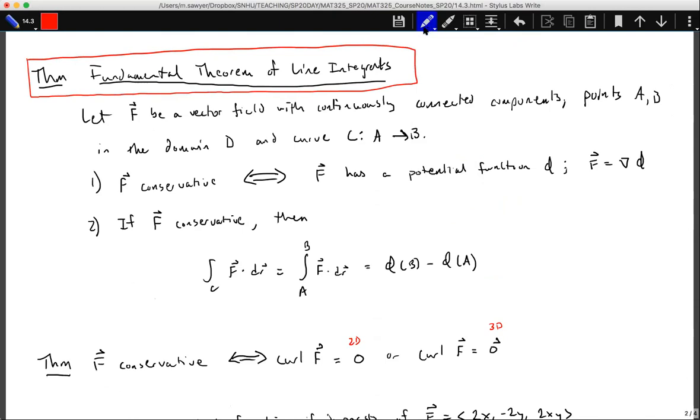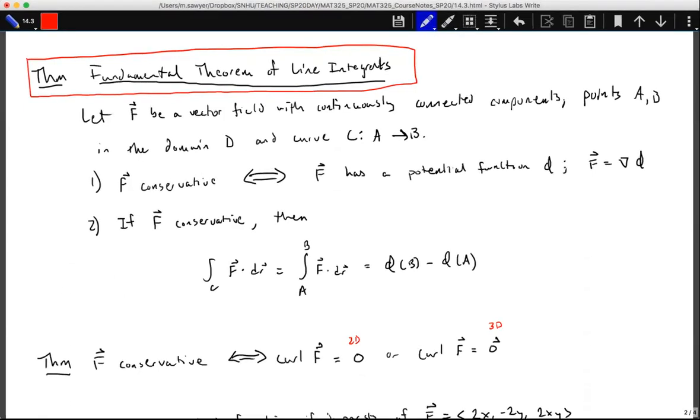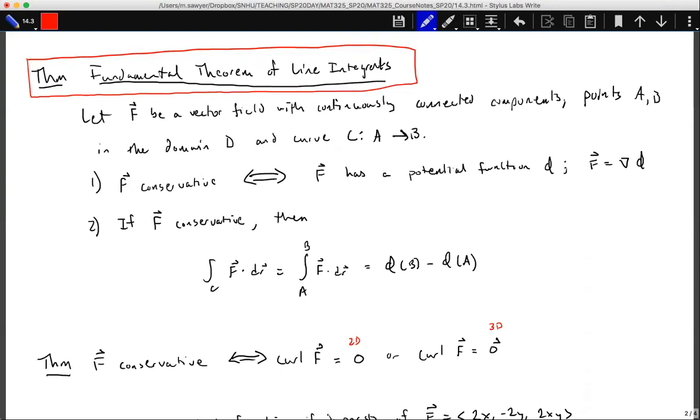So we have 2 parts. Part 1: F is conservative if and only if it has a potential function, phi. If our vector field is conservative, then we have a potential function, phi, and if we have a potential function, then our vector field is conservative. So we have an if and only if statement for part 1.